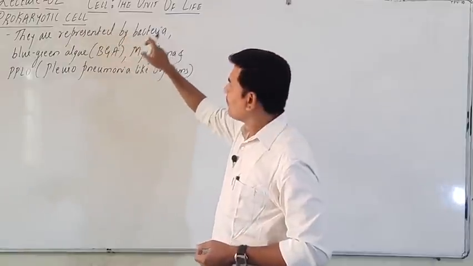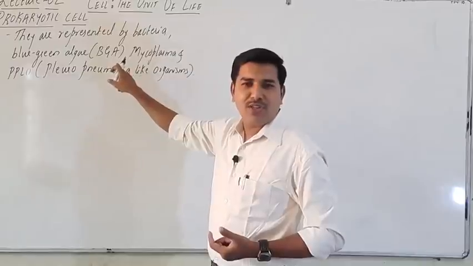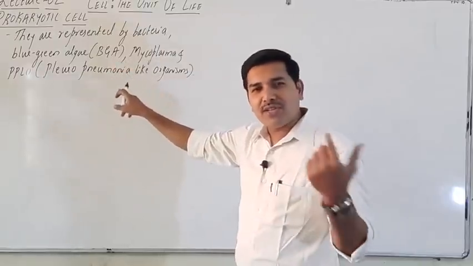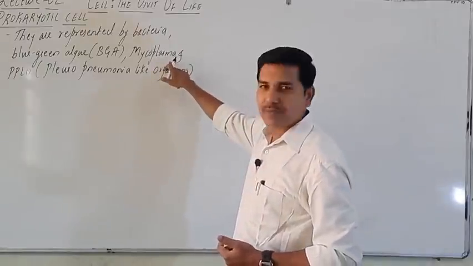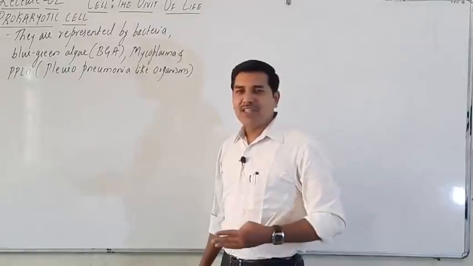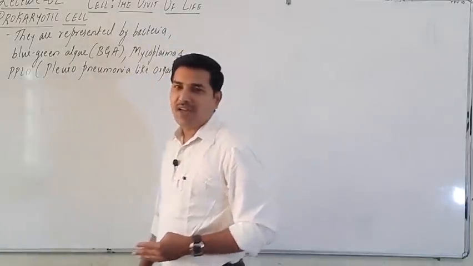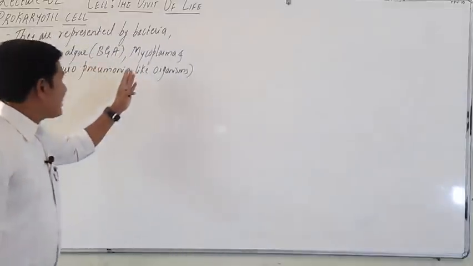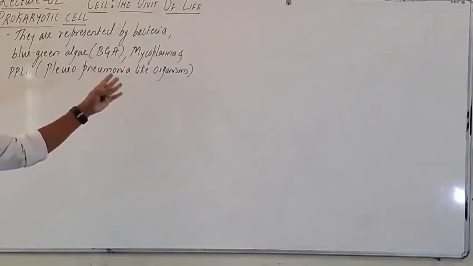It includes what? Bacteria, then BGA, blue-green algae, Nostoc they also call this, which you have already studied in chapter number 2. Mycoplasma, where we call it a wall-less prokaryote, because the cell wall is not present inside it. Then PPLO is pneumonia-like organisms. So all these are various different types of the prokaryotic organisms.